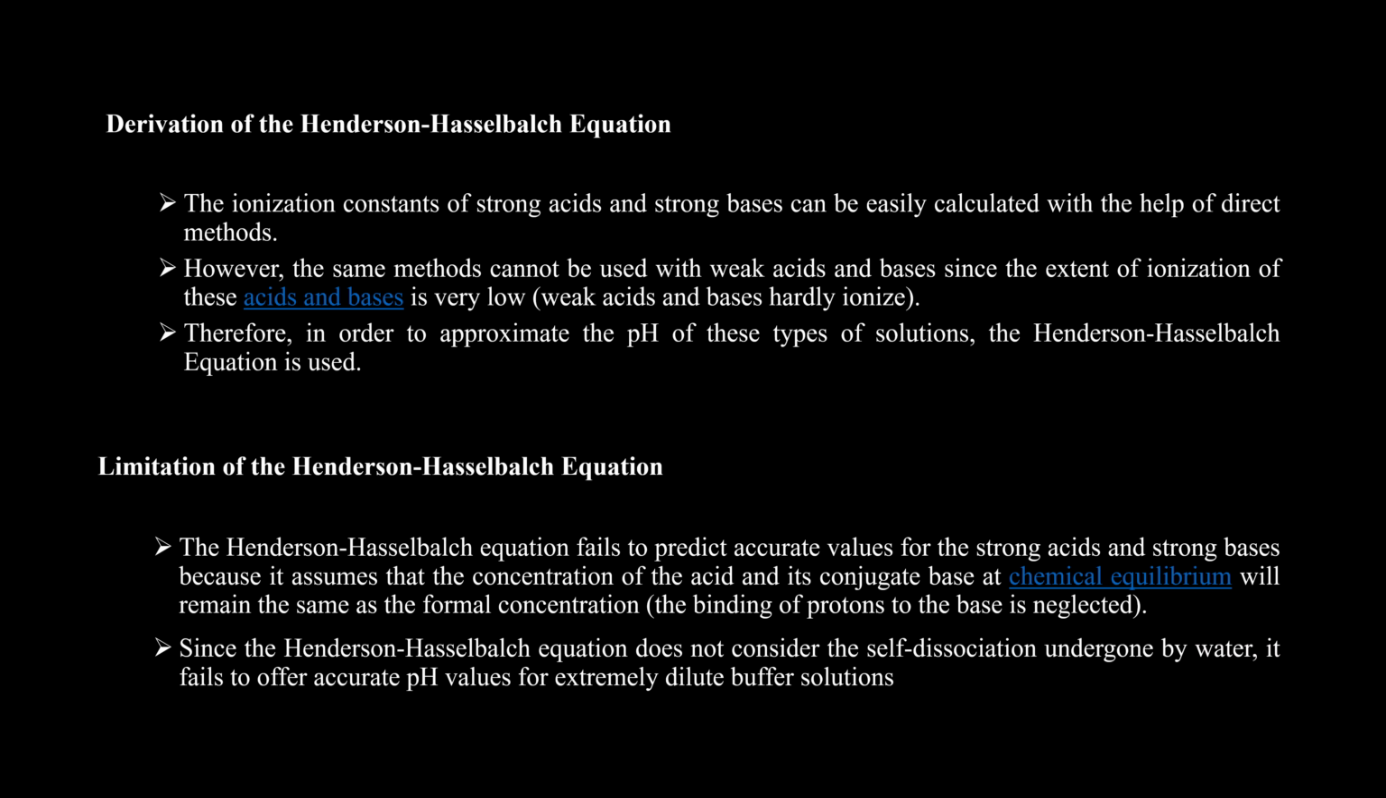Derivation of the Henderson-Hasselbalch equation. The ionization concentration of a strong acid can be calculated with the help of the direct method. The used weak acid and base ionization change is very low, weak acid and base handle ionization. To approximate the pH of this type of solution, the Henderson equation is used.